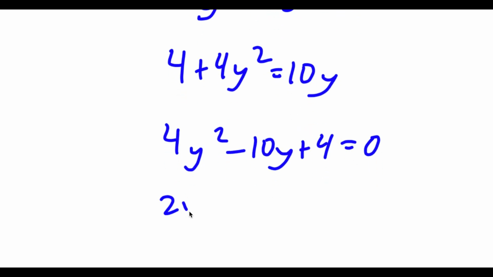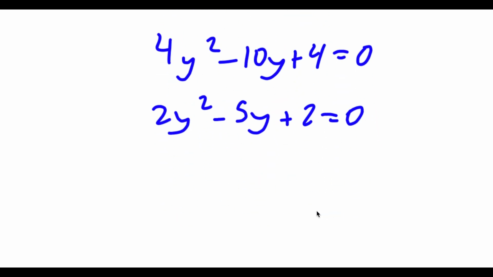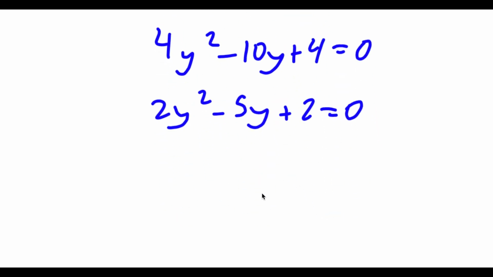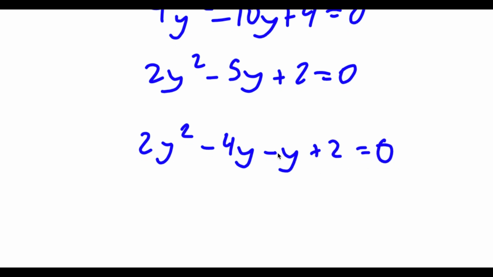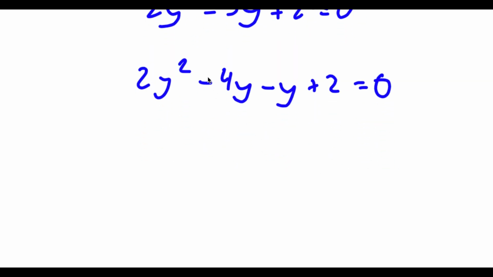This is the same thing as 2y squared minus 5y plus 2 is equal to 0. Now I can rewrite this as 2y squared minus 4y minus y plus 2 is equal to 0. Now I'm going to factor by grouping. So 2y squared minus 4y, I'm going to factor out 2y, so I get 2y times y minus 4.